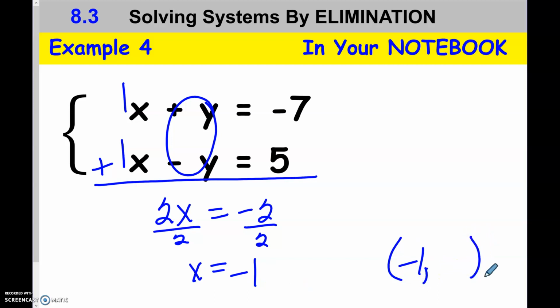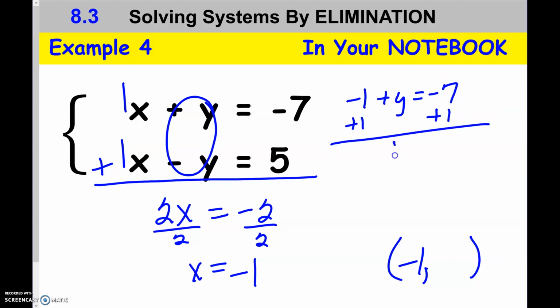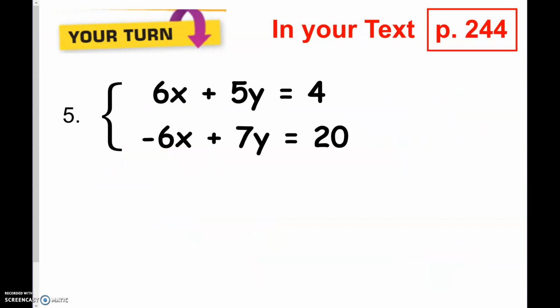Okay, what is y going to be? So I'm just going to put it in this first equation. So I have -1 plus y equals -7. So I'm going to add 1 to both sides, and y equals a -6. So y is -6, so I can fill that answer in down here. Alrighty, so the solution to this system is -1, -6.